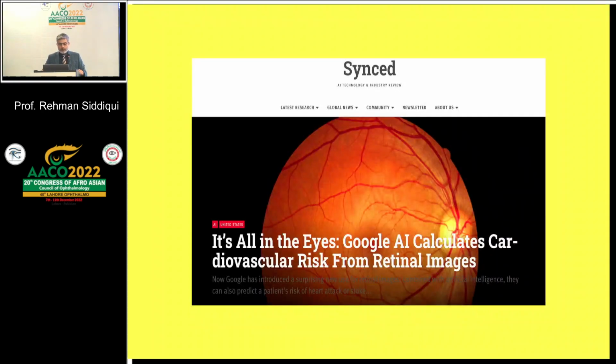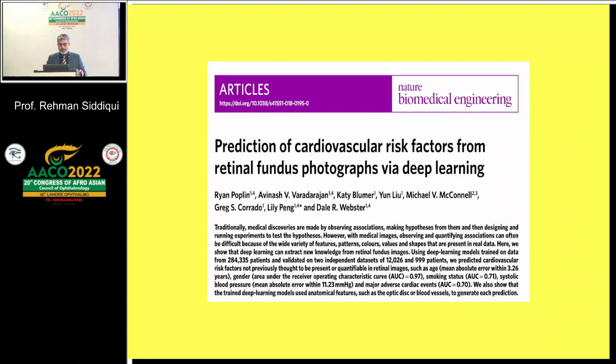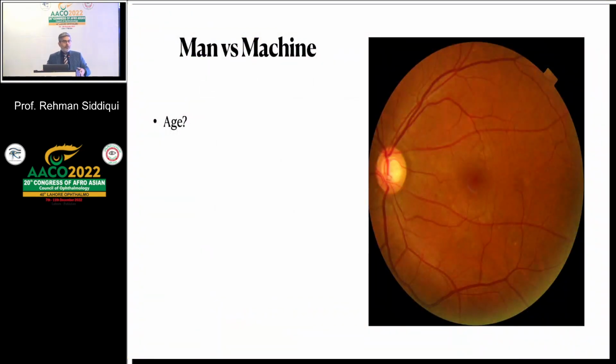But okay, Google's calculator can calculate the risk for cardiovascular events, it can calculate the risk for myocardial infarction, and can predict the probability of you having this problem. And this is the paper that was published based only on retinal photographs by deep learning. Okay, so that was one step.